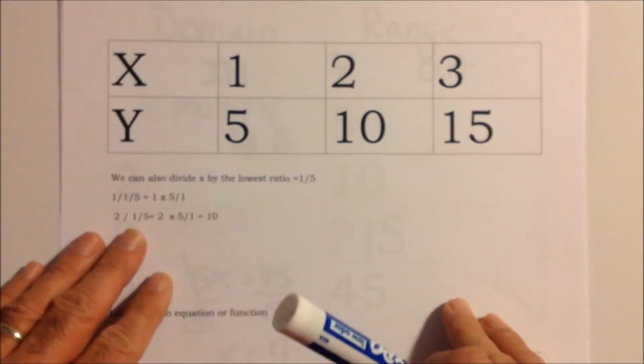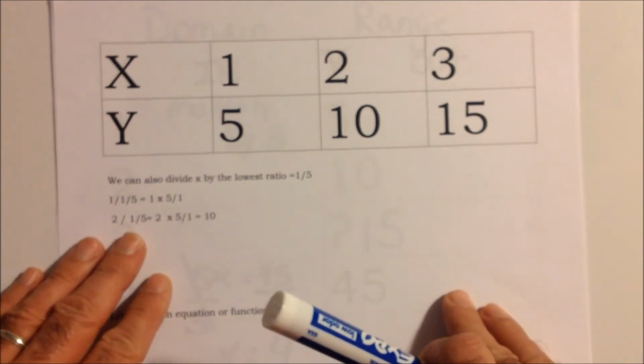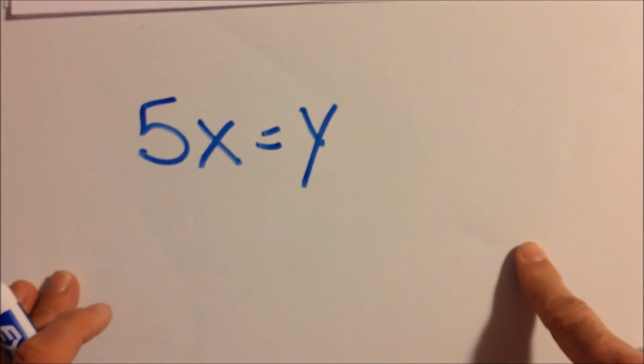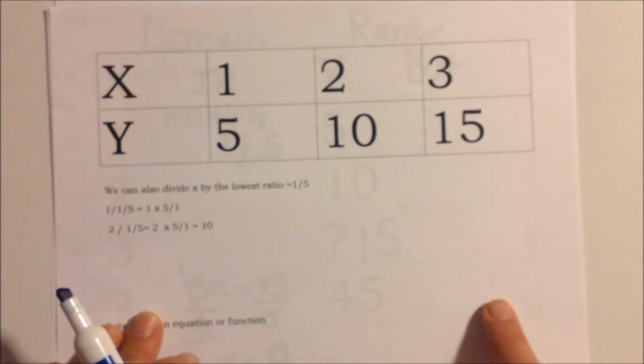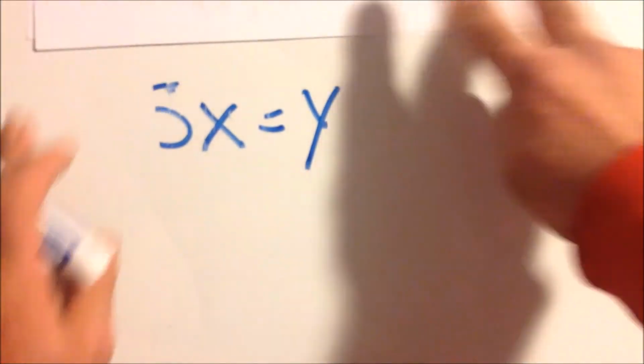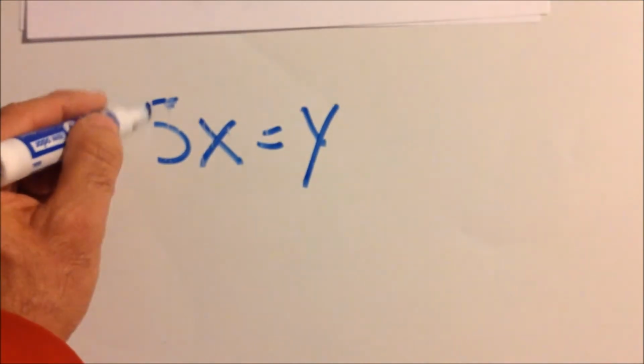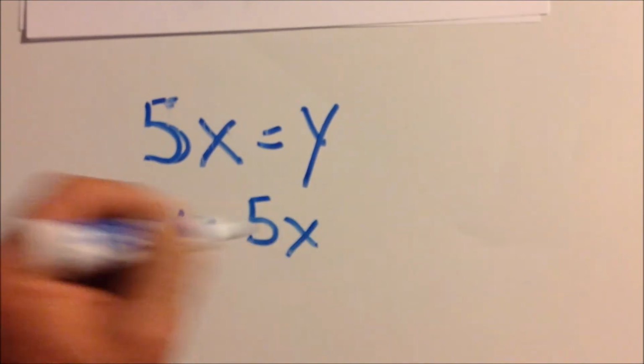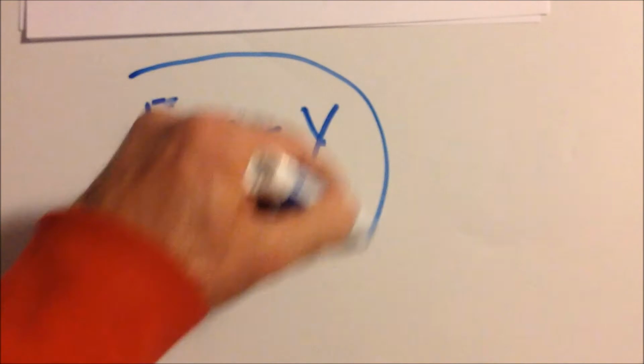Now if you know the rule, you can make an equation. The rule was multiply by 5. Multiply what by 5? X. Multiply by 5 gives you y. So that's the equation. We just made an equation by looking at an input-output box. Find the rule. It's very important. Find the rule first. 5x equals y, or you can say y equals 5x. Most of the time you see it with the y here, but it doesn't matter. It's the same thing.